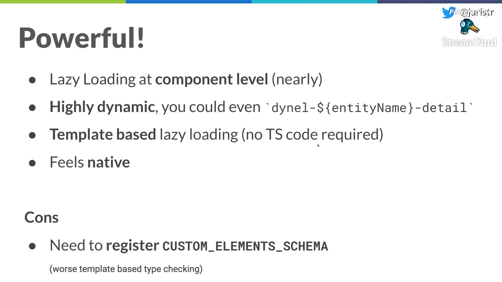Like you could have a detail component mapped for every kind of entity which you have, and that obviously has to map to some component. But you could dynamically create that tag name based on the entity name. So you could dynamically pass that into a dialog, and it will instantiate the corresponding component dynamically, fetch it over the wire lazily, and just render it.